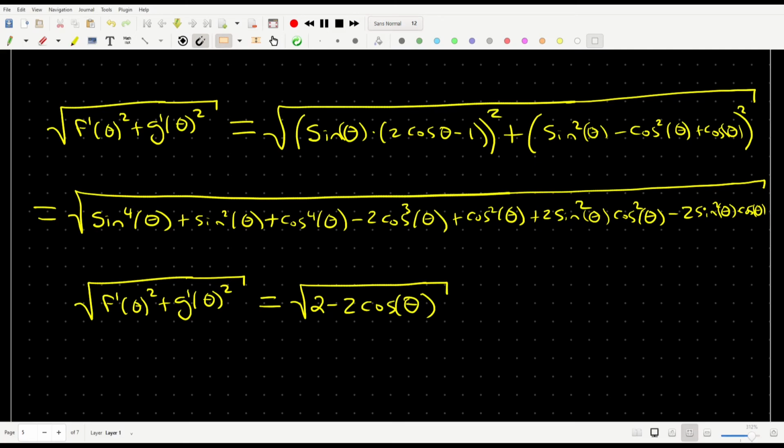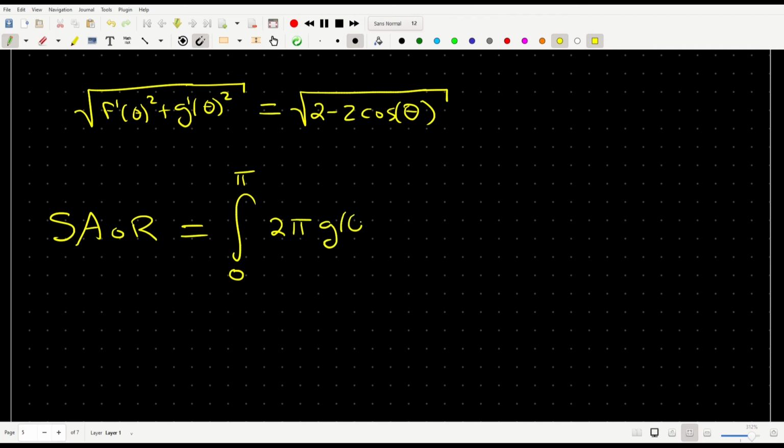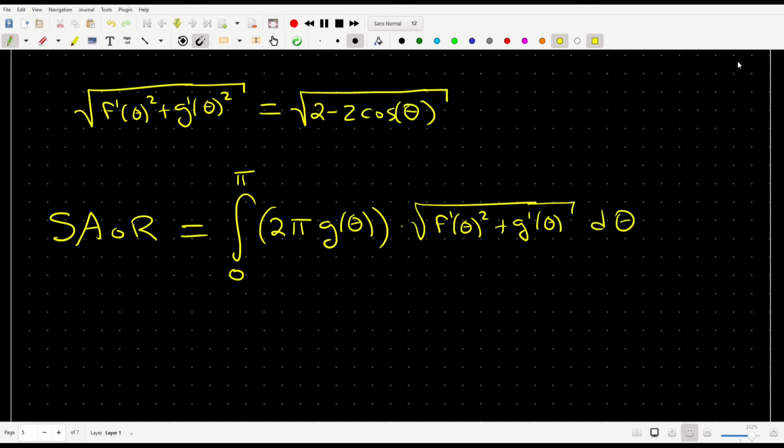And we want to now go through and solve for the surface area of revolution of this surface. It's going to be the integral from 0 to pi of 2 pi times g of theta times the square root of f prime of theta squared plus g prime of theta squared d theta from our formula.